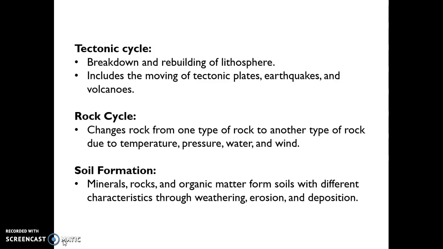To recap what the rock cycle is, again, it's changes in rock from one type of rock to another type of rock. This is due to changes in temperature, pressure, water, or wind. Again, it's not really a cycle. And the last process we'll look at is soil formation. That's when minerals, rocks, and organic matter form soils, and these soils have different characteristics. And the process of soil formation occurs through other processes known as weathering, erosion, and deposition.